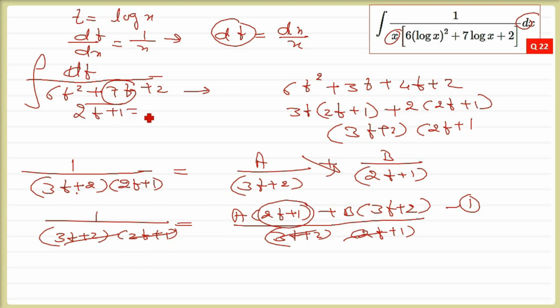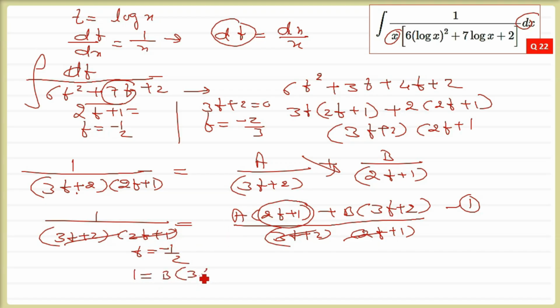So what to put? When 2t plus 1 is equal to 0, t will be negative half. And when 3t plus 2 equals 0, that means t you have to put as negative 2 by 3. So once we put t equals to negative half, the other time we'll put t equals to negative 2 by 3. When we put t equals to negative half, the first term on the right will become 0. Only the b term will come: b into 3 into negative half plus 2 equals 1. So this is essentially 2 minus 3 by 2. So 4 minus 3 by 2 will come. Now b has become 2 because 2 will go upstairs.